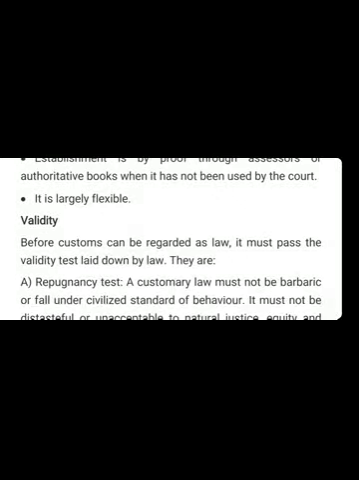Then how do we validate customary law? How can customary law be validated in a court of law? Now, it has to pass through 3 processes before customs can be regarded as a law. The first one is the repugnancy test. That means it must not be barbaric or fall below civilized standards of behavior. It must not be distasteful or unacceptable to natural justice, equity, or good conscience.